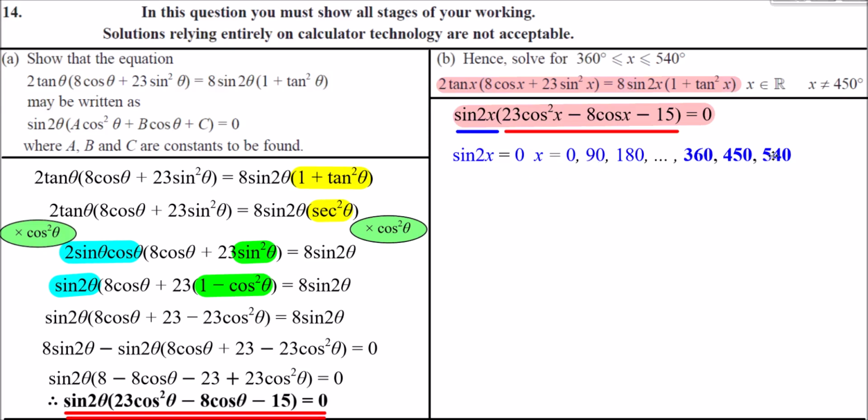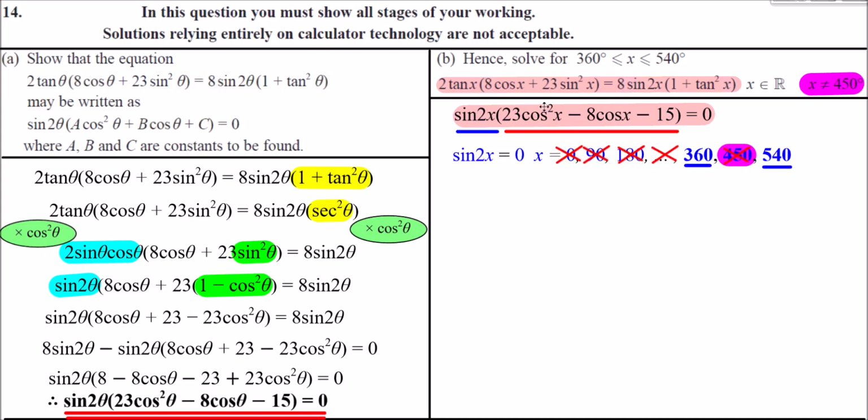Which ones, if any, of these fall in the interval which works for us? We've got 360 degrees, 450 degrees, and 540. So it's these three here we're wanting. However, because we don't want 450 degrees, we have to reject this one. Therefore, from sine 2x equaling 0, 360 degrees or 540 degrees are the solutions from this one.